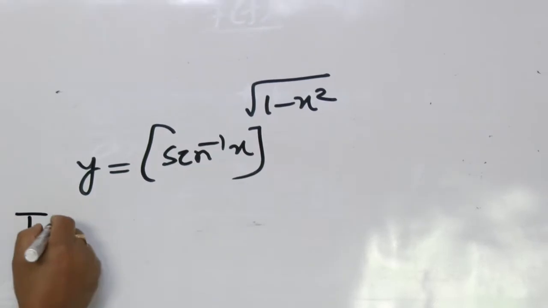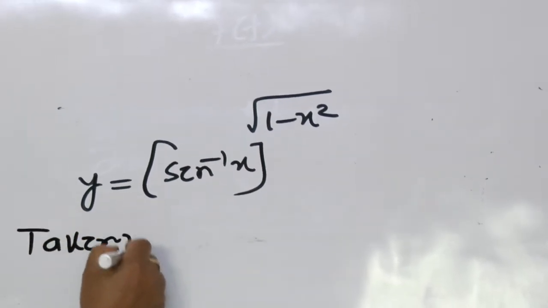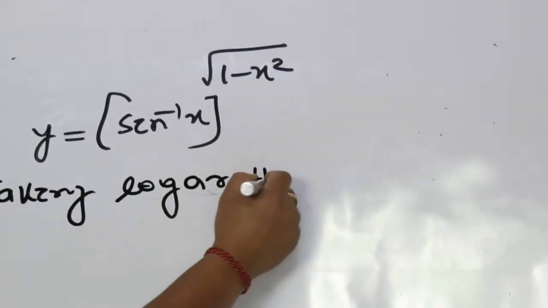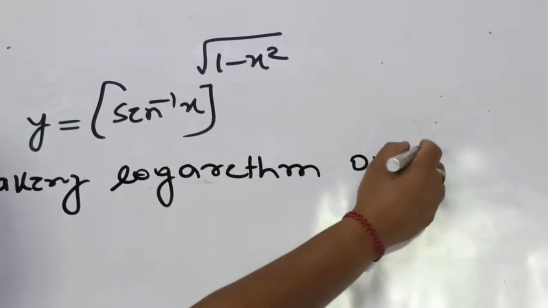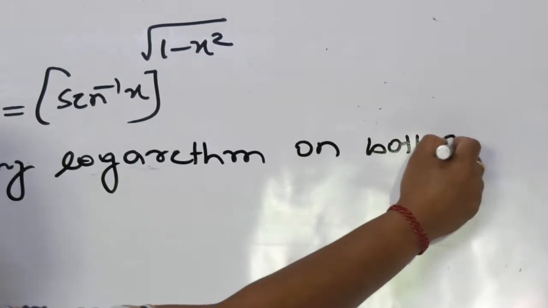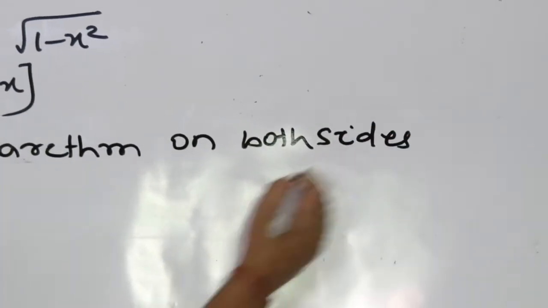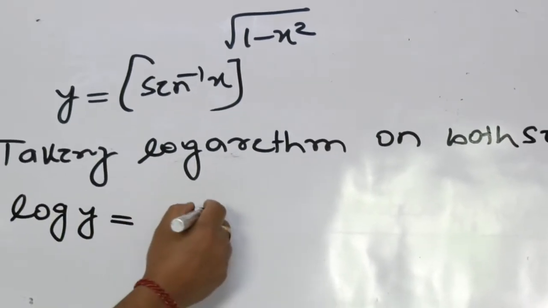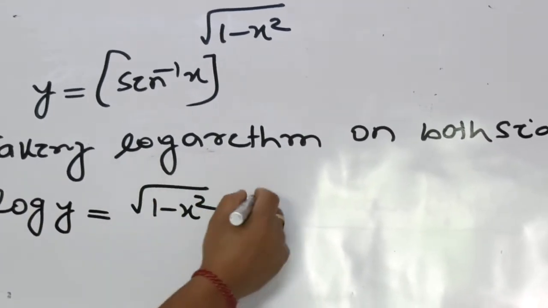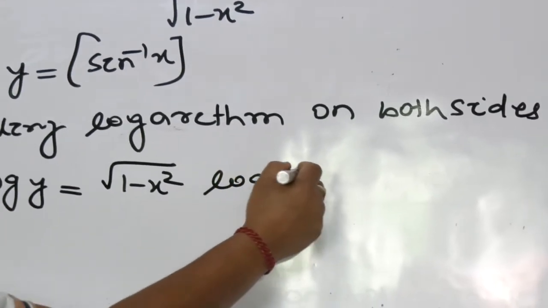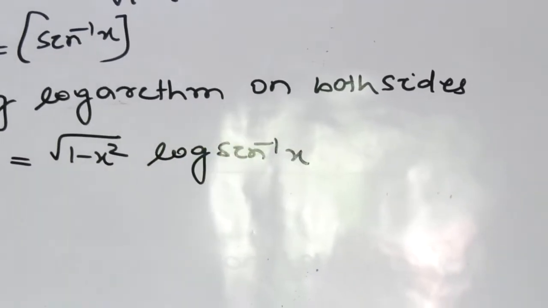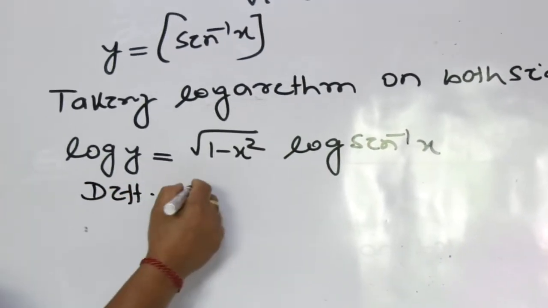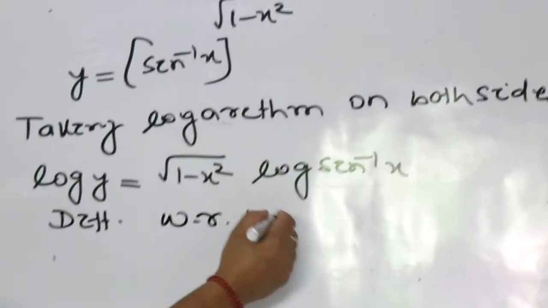So taking logarithm on both sides, log y equals square root of 1 minus x squared into log sine inverse x. Then we have to differentiate with respect to x.